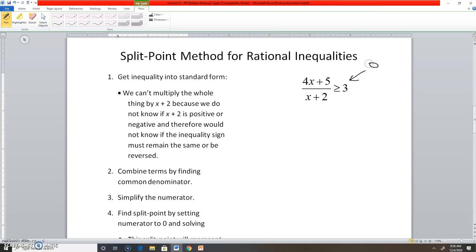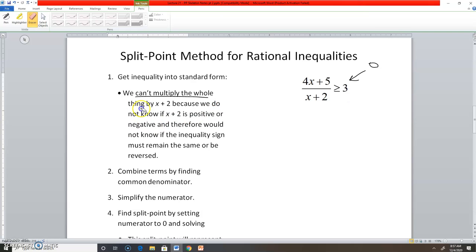So I've got to make sure that this side here equals 0. Your tendency is to see this and want to multiply by x plus 2 to get that off the bottom. But we cannot multiply the whole thing by x plus 2, and the reason is we don't know if x plus 2 is positive or negative. Normally it doesn't matter, because normally we're dealing with an equal sign. But here we're dealing with a greater than or equal to sign, and it's important to know if that's positive or negative, because if it's positive, nothing happens, but if it's negative, we'd have to flip that sign.